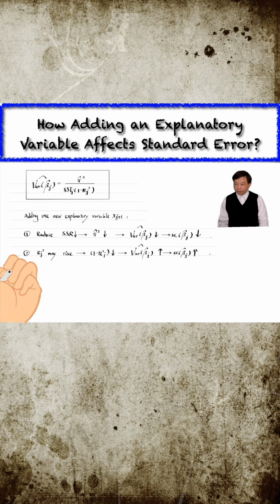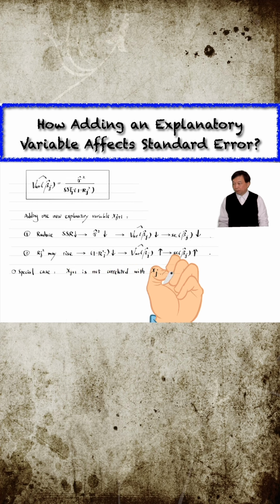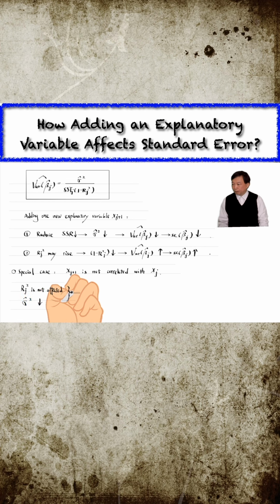There is a special case in which the new variable is not correlated with xj. In this case, the rj squared will not be affected by the new variable. In other words, the new variable does not introduce multicollinearity. As long as the new variable has some explanatory power, the estimate of the error variance, sigma square hat, will drop, and therefore the standard error of beta j hat will fall.